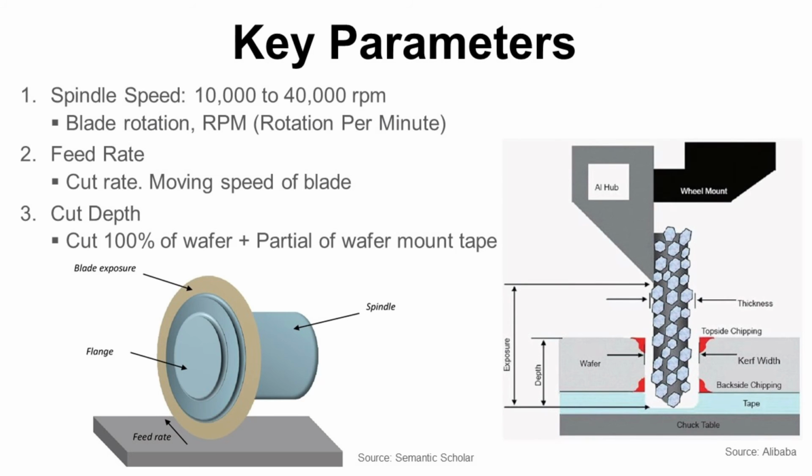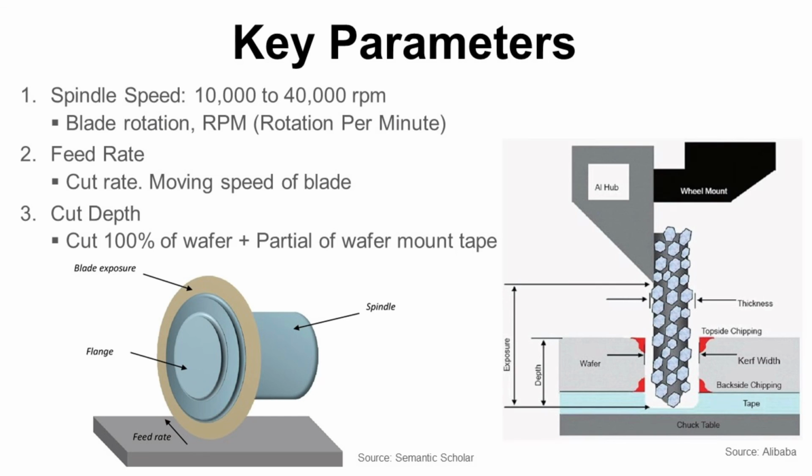We've talked about blade, and next one is process parameters. There are three key parameters: spindle speed, feed rate, and cut depth. For most cases, the first two parameters are more important. Spindle speed is the blade rotation speed, and its unit is RPM, rotations per minute. And typically, it is from 10,000 to 40,000 RPM.